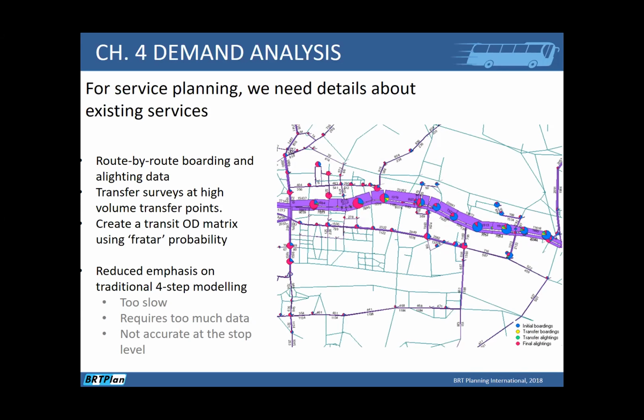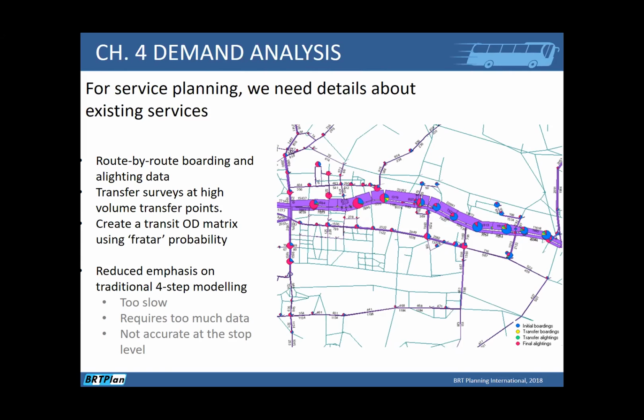And in order to do your demand modeling, the new guide is following our current practice, which is moving away from traditional 4-step demand modeling because it's proven to be too slow and it requires a lot of household survey data that we never have, and it's not actually very accurate at the stop level, and it's the boarding and alighting numbers at the stops that you really need for service planning and design purposes.